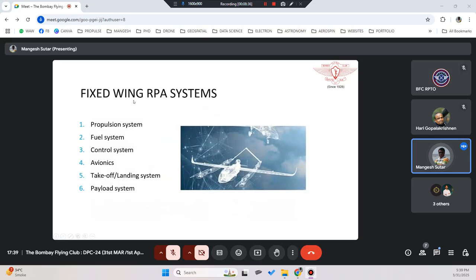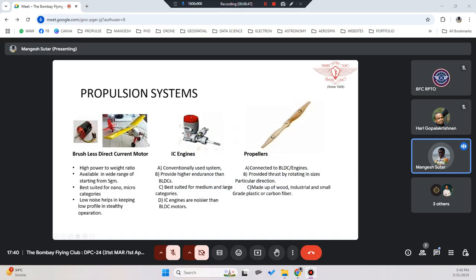So what are the fixed wing systems? We have propulsion system, fuel system, control system, avionics, takeoff and landing system, and payload. So let's see each component one by one. So what is the propulsion system in fixed wing? Either we can have IC engines or we can have an electric motor. Now what is the difference between using either a brushless motor or IC engines? Both require propellers. Propellers can be connected to a BLDC motor or to the IC engines.